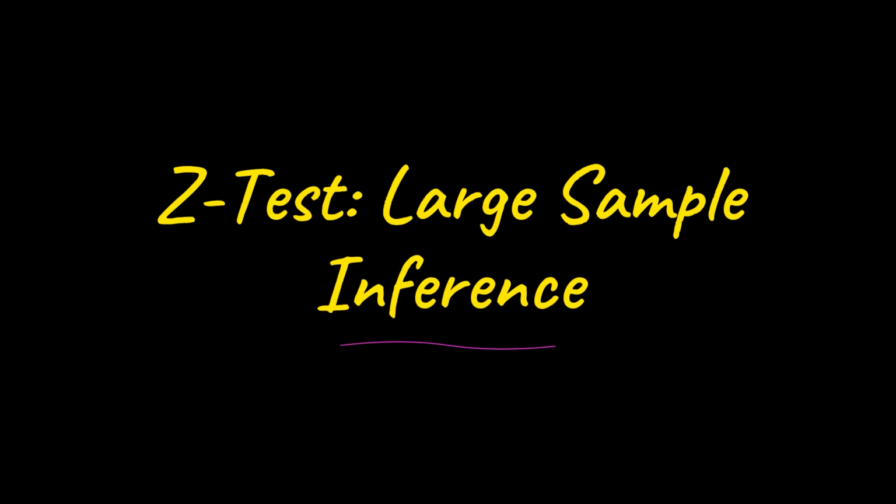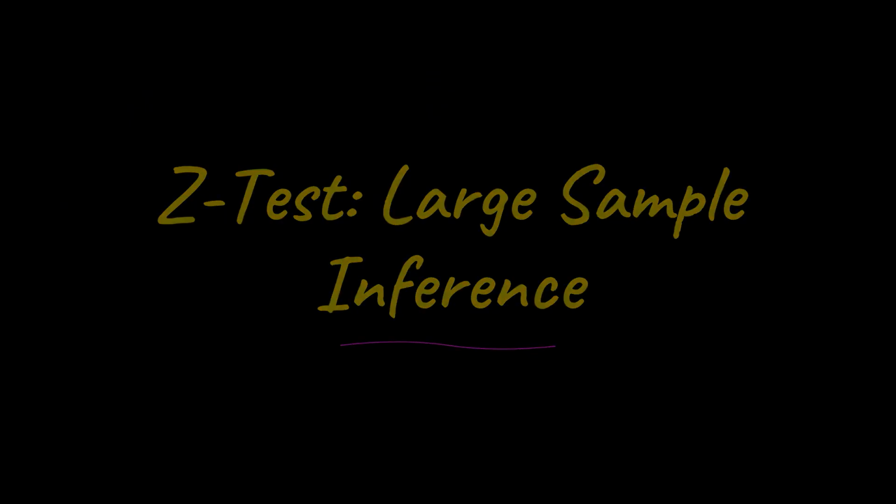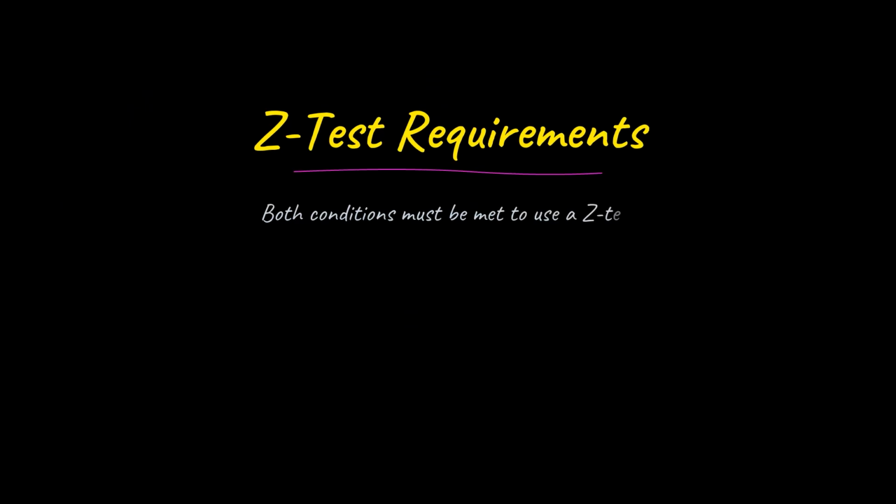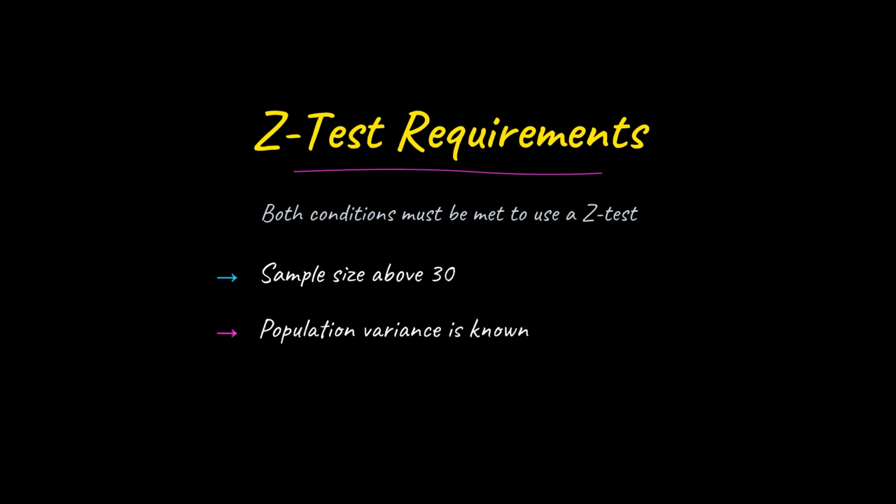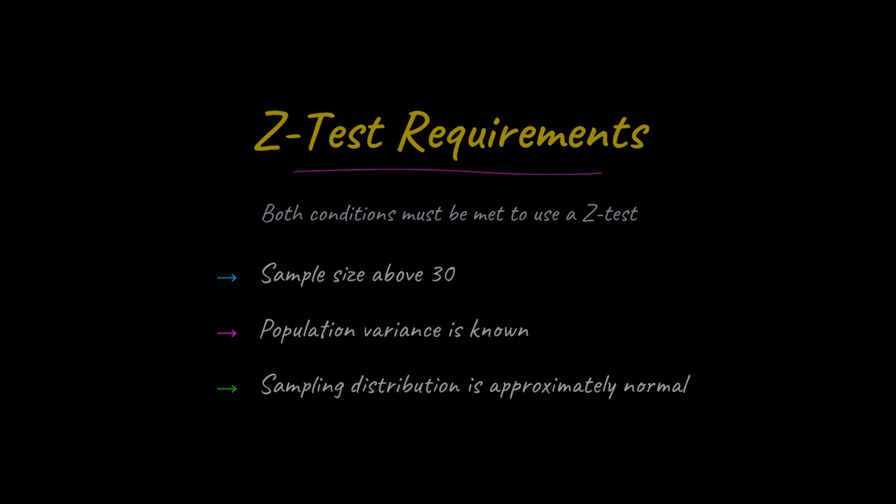The Z-test is a parametric hypothesis test used when you have a large sample and already know the population variance from prior data. It tells you whether a sample mean or proportion differs significantly from a known benchmark. Three conditions must hold before you can reach for the Z-test. Your sample size should be above 30. The population variance must already be known from historical data, and the sampling distribution of the mean must be approximately normal, which the central limit theorem guarantees at large sample sizes.